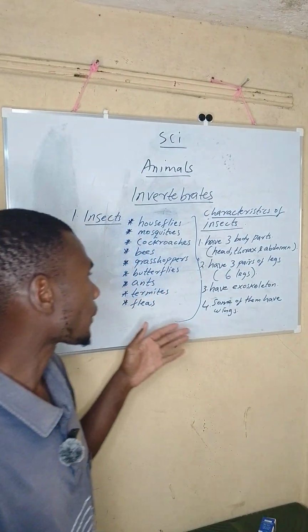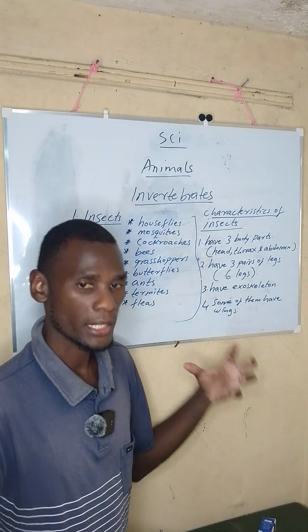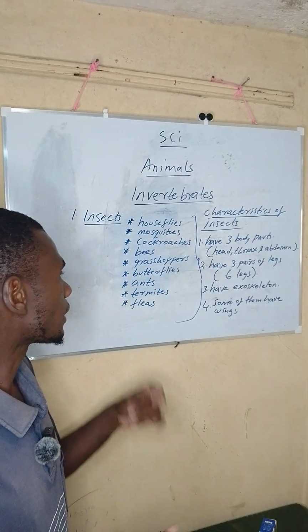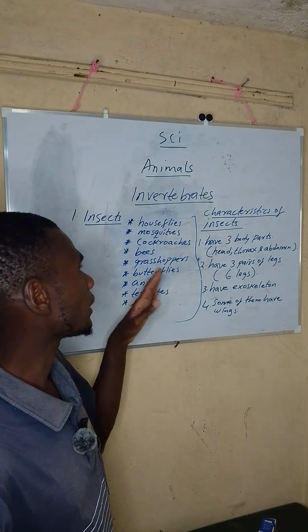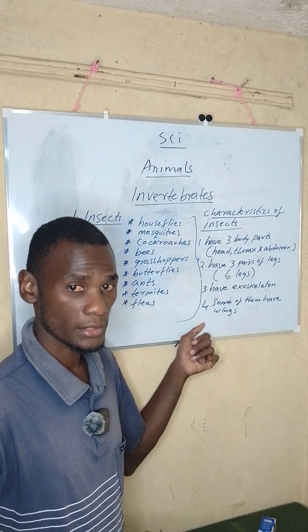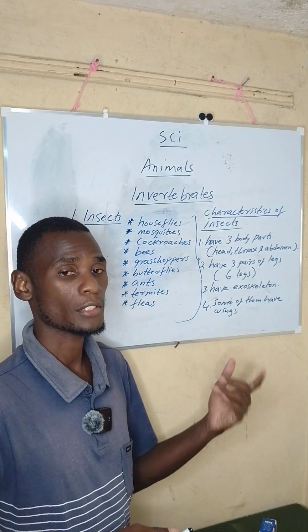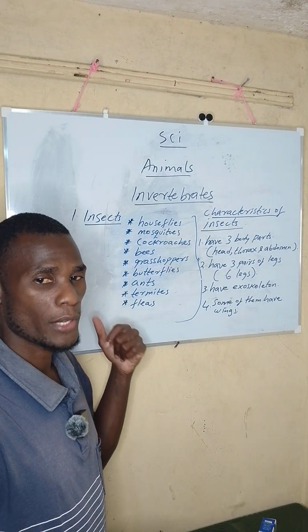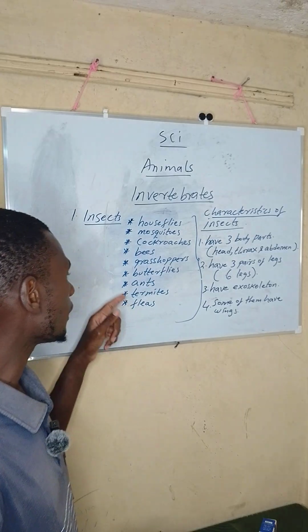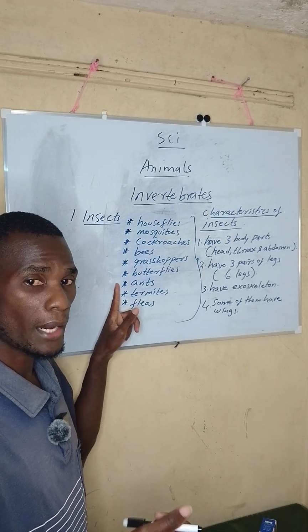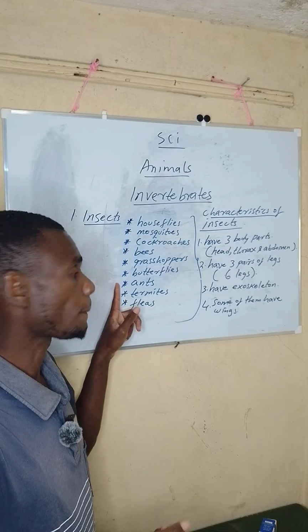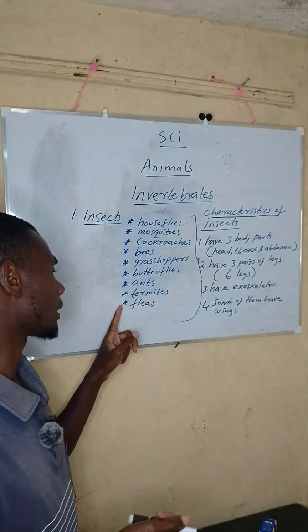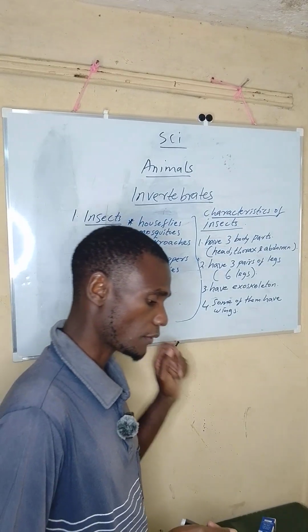So we are not saying that they all have wings. We are saying some of them have wings. If you are stating the characteristics of insects, don't say they have wings, but say some of them have wings, because not all of them have wings. So we have wingless insects, like ants, though some ants do have wings. We have termites, which don't have wings. We have fleas, which also don't have wings.